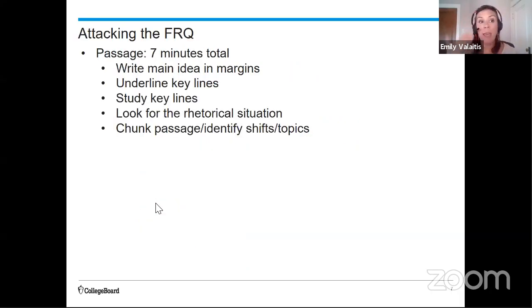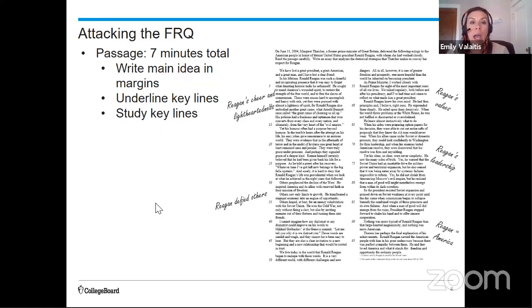Then attacking the passage by doing a quick read, writing in the margins the main ideas, studying those key lines, looking for the rhetorical situation, and then identifying any shifts. I would assume we are not the same word for word. So if your passage isn't annotated like mine, I think that that's absolutely fine. But here are some things that you might have noticed.